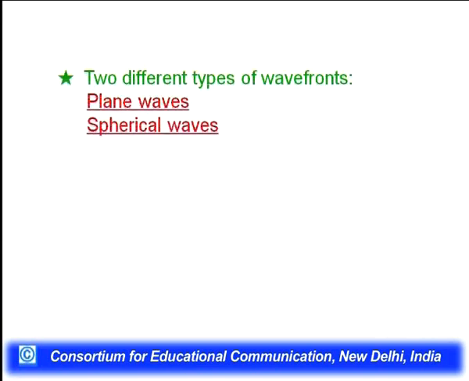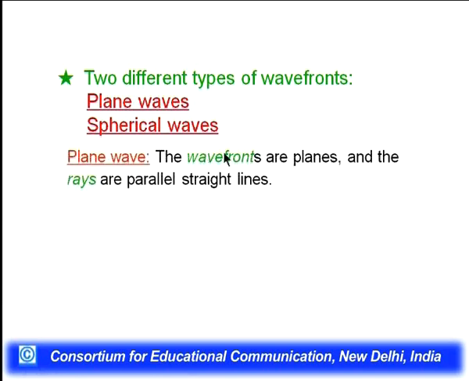We can explain this by using a diagram. First, there are two different types of wave fronts we will get: number one is plane waves and number two is spherical waves. These wave fronts we get after the secondary waves are generated from the primary waves. So two different types of wave fronts: plane waves and spherical waves.